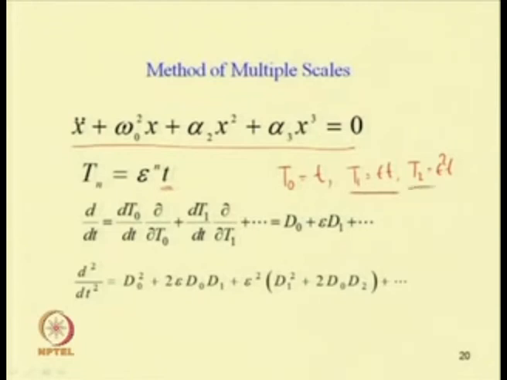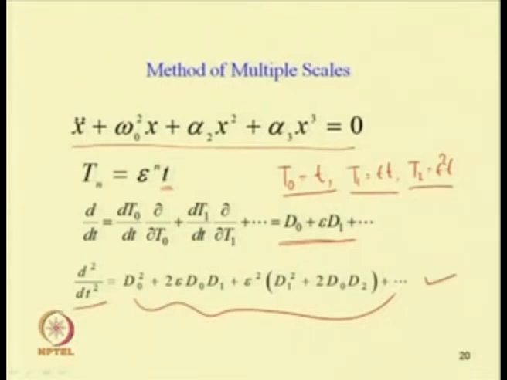So, T 0, T 1, T 2 are different time scales, similar to our second hand, minute hand and hour hand. So, T 0 equal to T, T 1 equal to epsilon T and T 2 equal to epsilon square T. By taking different time scales, we already know d by dt can be written in this form, that is d 0 plus epsilon d 1, and d square by dt square can be written as d 0 square plus 2 epsilon d 0 d 1 plus epsilon square d 1 square plus 2 d 0 d 2 and higher order terms.